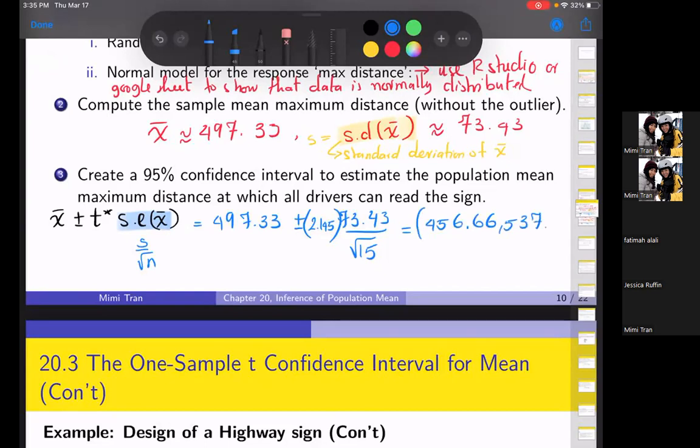537.999. So 10. Oop, no. Ooh, my God, 80. 998. We're gonna round it.